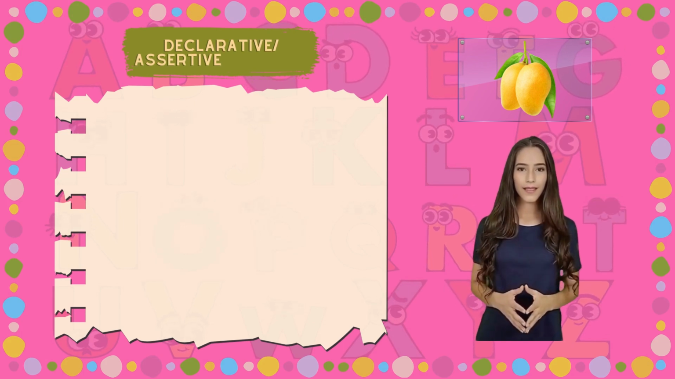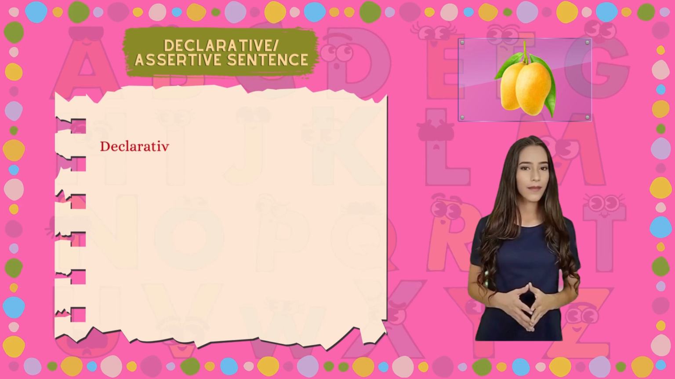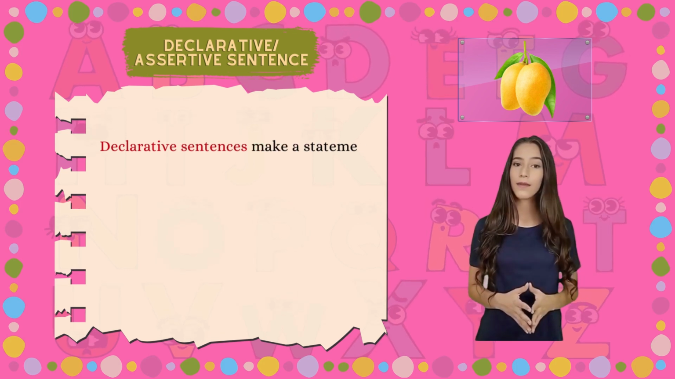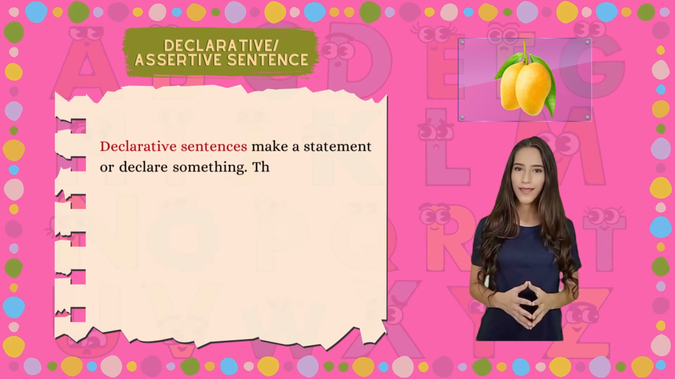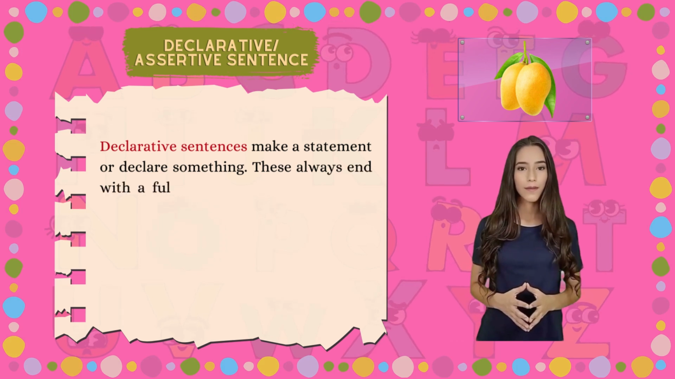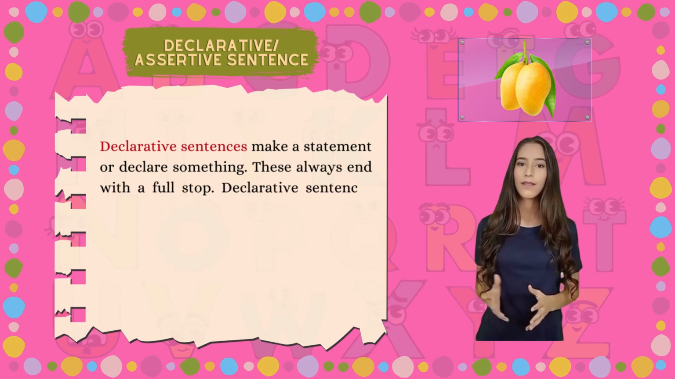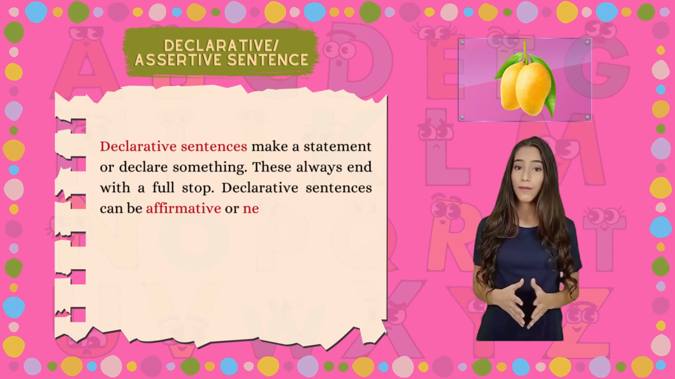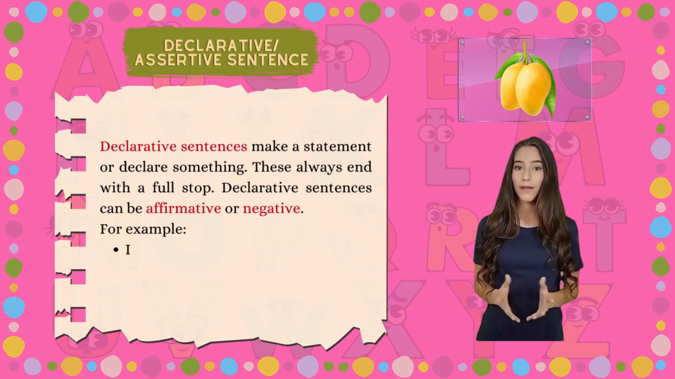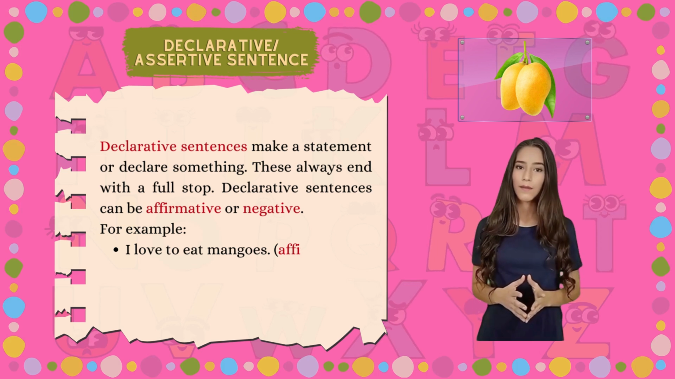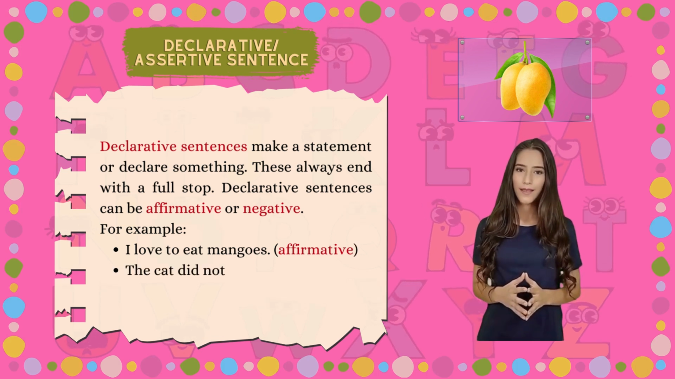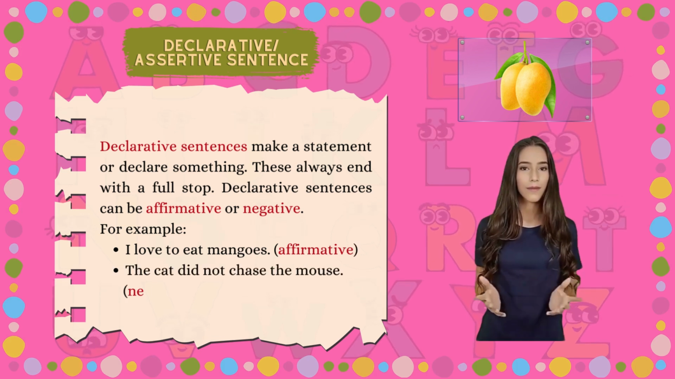Declarative, assertive sentence. Declarative sentences make a statement or declare something. These always end with a full stop. Declarative sentences can be affirmative or negative. For example, I love to eat mangoes. Affirmative. The cat did not chase the mouse. Negative.